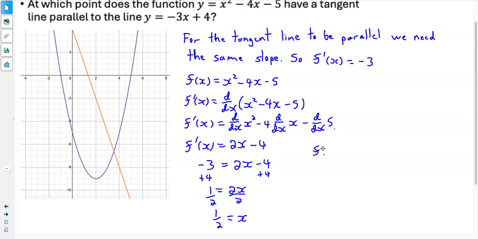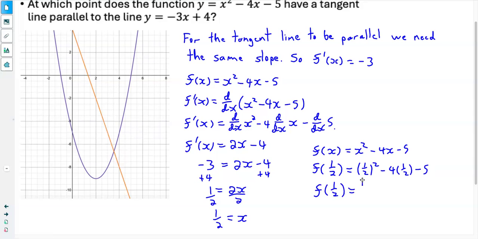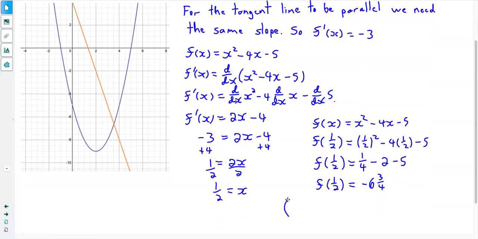So what we want to do is find the y coordinate. We know our original function was x squared minus 4x minus 5. So we're going to substitute in 1/2. So we have 1/2 squared minus 4 times 1/2 minus 5. So 1/2 squared would be 1/4. And then we've got minus 2 minus 5. So that gives us f of 1/2 is equal to -6 3/4. So we can say the point at which the tangent line has the same slope and is parallel to this would be when x is 1/2 and y is -6 3/4.